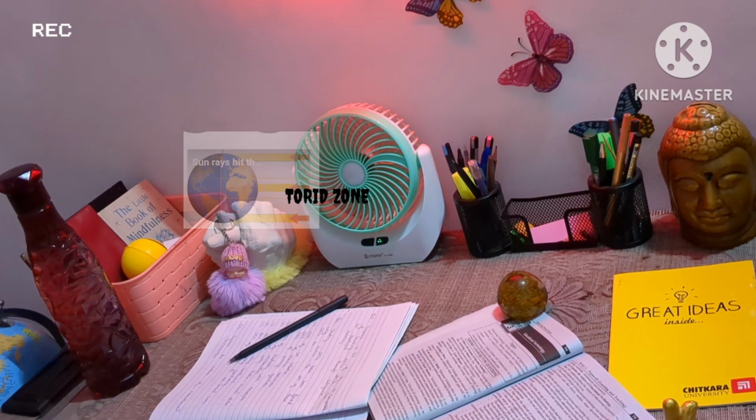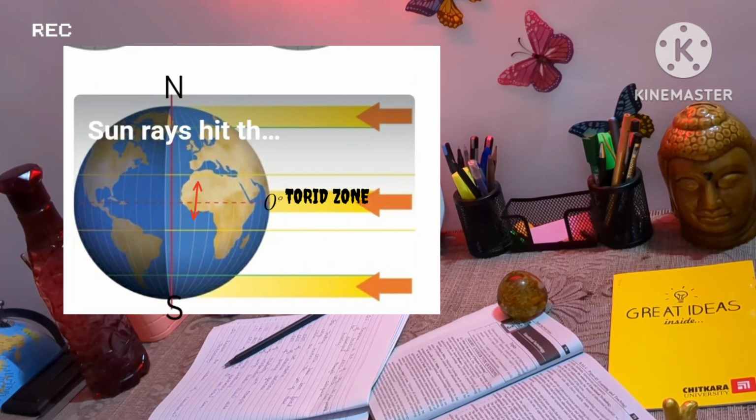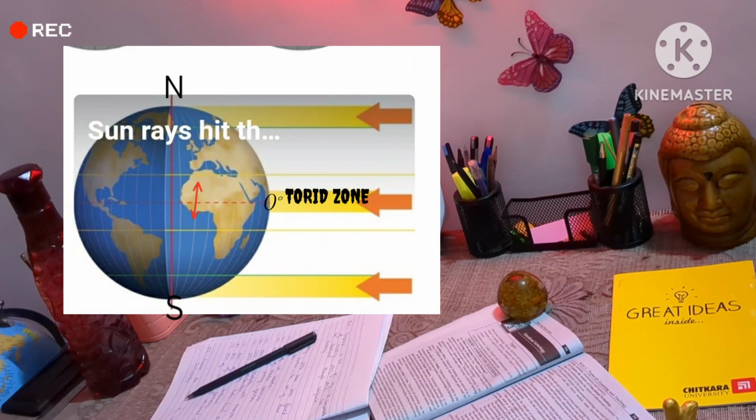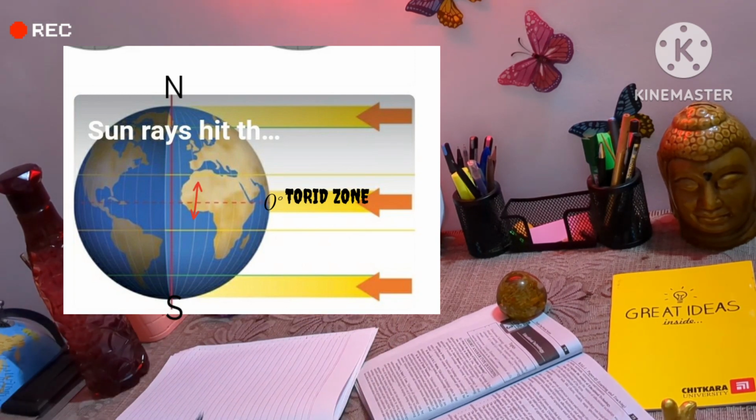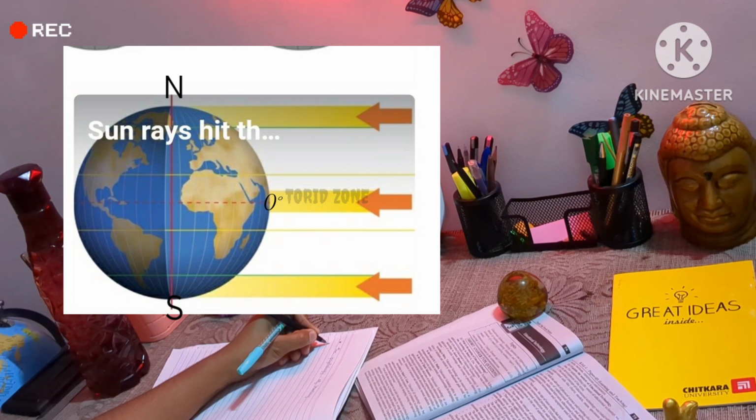Torrid zone is the area around the equator. The sun rays hit the Earth directly. Due to this, most of the direct heat is absorbed at the center, making it a torrid zone, and the sun is exactly overhead during the afternoon.